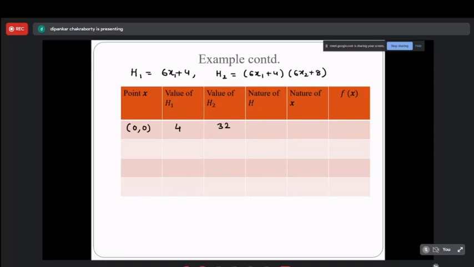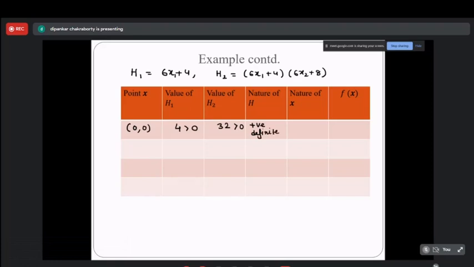What is the nature of H? We have discussed that in the last class. Positive definite. Very good. Both are positive, which means positive definite. If alternately negative and positive, it is called negative definite. And if it does not follow either rule, it is called indefinite. So H1 is greater than 0, H2 is also greater than 0, so the nature of H is positive definite.